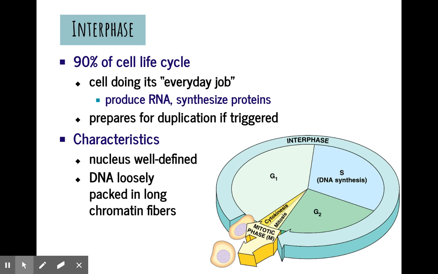All right, let's start with the first phase, interphase. 90% of your cells are in interphase. So the majority of your cells are actually just working. They're doing their everyday job. They produce RNA, they're synthesizing proteins, and then they prepare for duplication if it's triggered. The characteristics for cells that are in interphase is that they have a nucleus that is well defined, and the DNA is loosely packed in long chromatin fibers. So like we said, the majority of your cells are going to be in this stage.